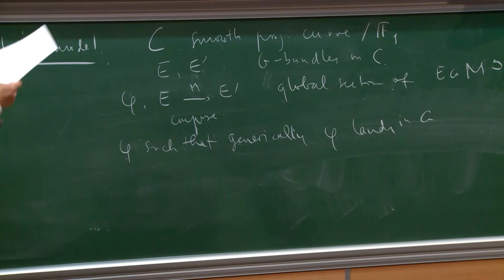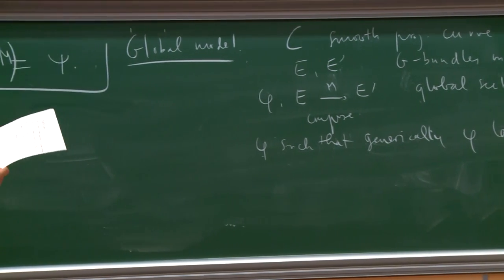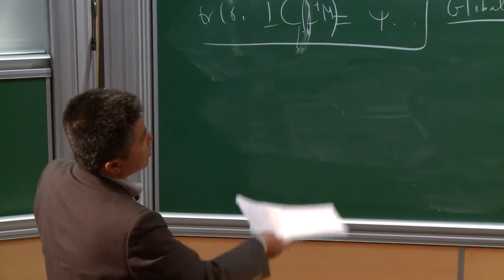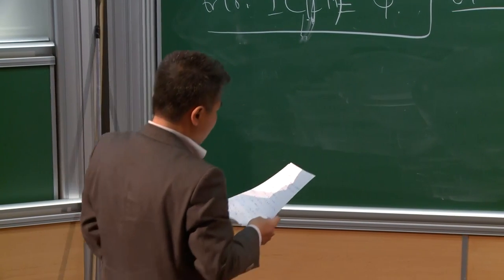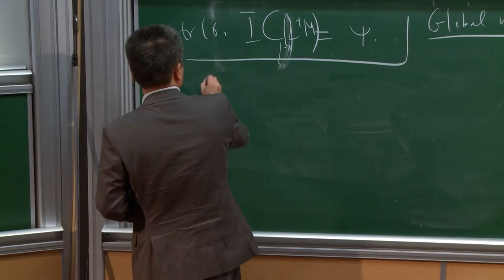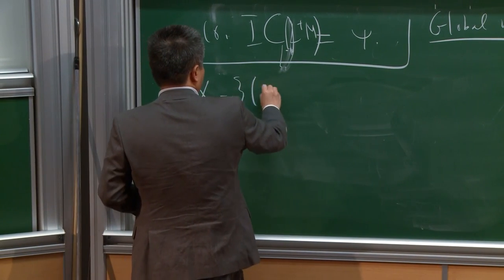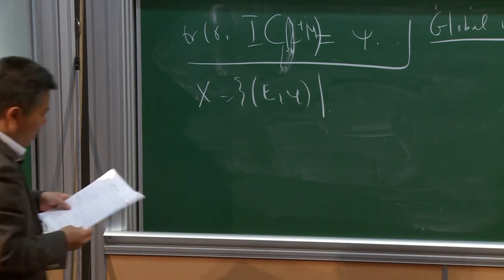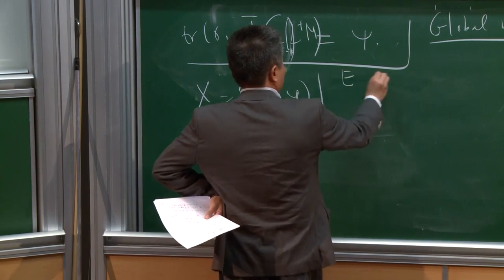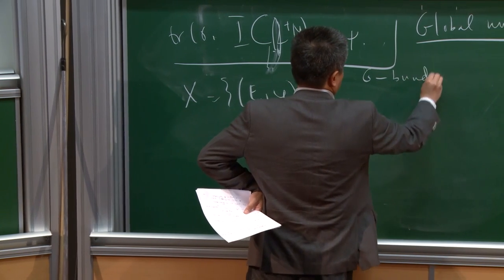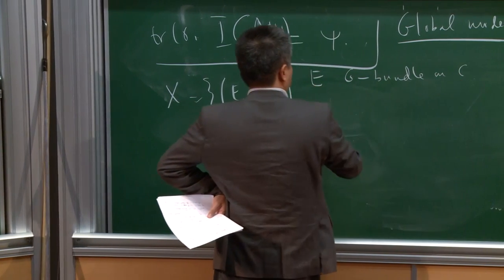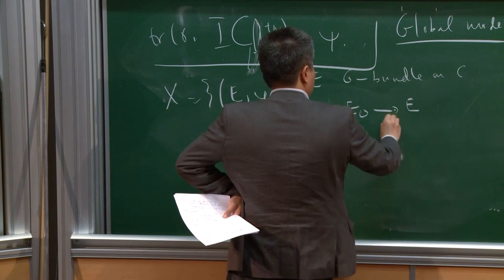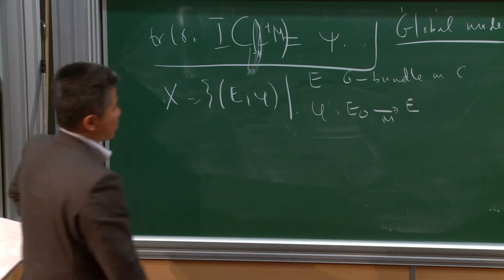Then what can be an obvious global analog of this loop space is the space of pairs E and phi, where E is a G bundle on C, and phi is an M map from E naught to E. So it's generically an isomorphism.